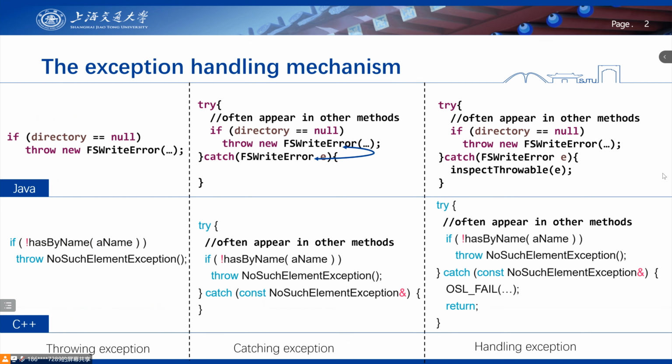The thrown exception can be caught if the type of the thrown exception matches the expected type in the catch statement. For simplicity, I put the throw statement directly inside the try statement. In real code, the throw statement can be hidden in other methods. After the exception is caught, the error can be handled. The syntax of C++ is different, but the procedure is similar. In other programming languages, we can also find similar mechanisms.